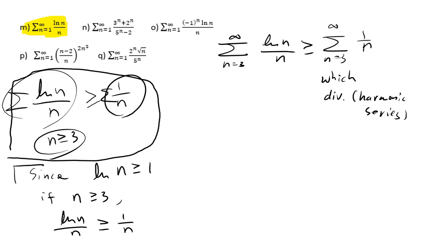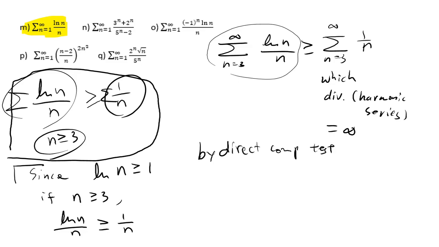And then if it's a harmonic series and it diverges, since this one's bigger than infinity, so this goes to infinity, since this is bigger than infinity, by direct comparison test, this diverges. Okay, so this is how you can do it. So that's just one way.